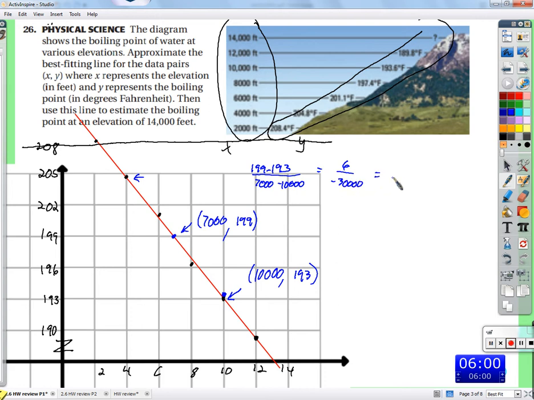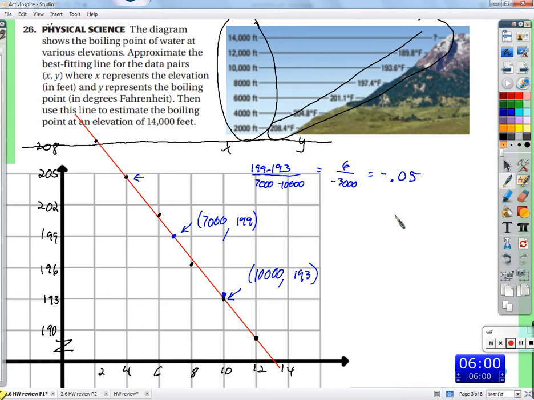Let's just do 6 divided by 3,000. Call it negative. What is it as a decimal? Negative 0.05? 6 divided by 3,000? Why is it taking so long? Somebody has a calculator, I'm sure. They can take 6 and divide it by 3,000.